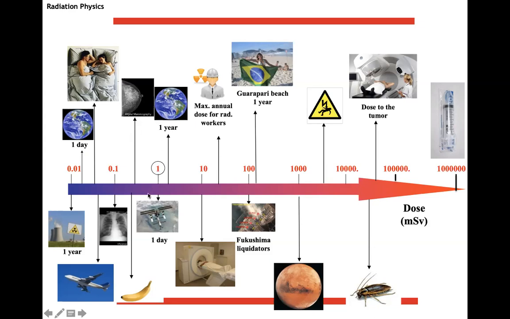And then you go to space. For example, on the International Space Station, 1 day in space is about 1 millisievert, which is very close to 1 full year on Earth. Other procedures are even higher dose, like a full body CT scan would be 10 millisievert, which is close to the maximum annual dose for radiation workers, which is approximately 20 millisievert.